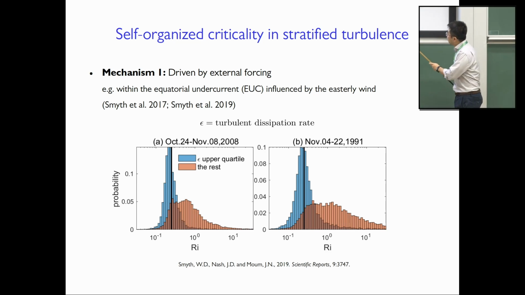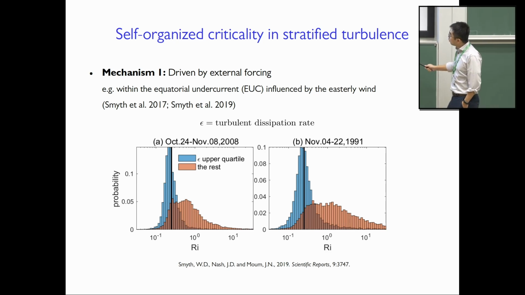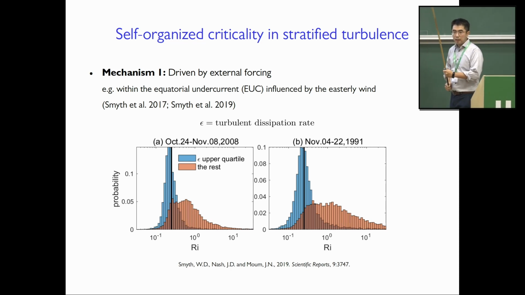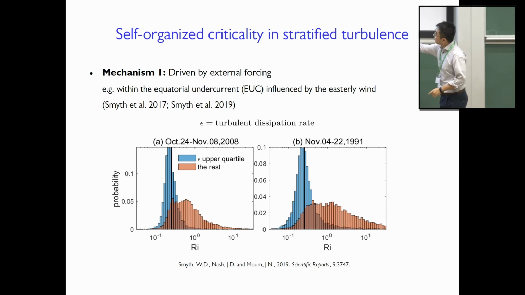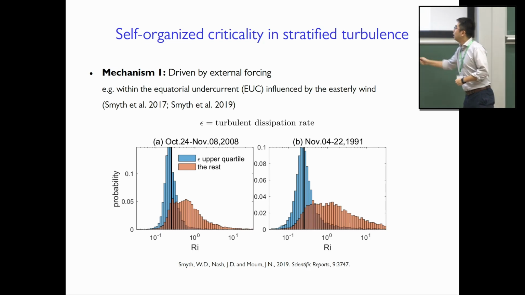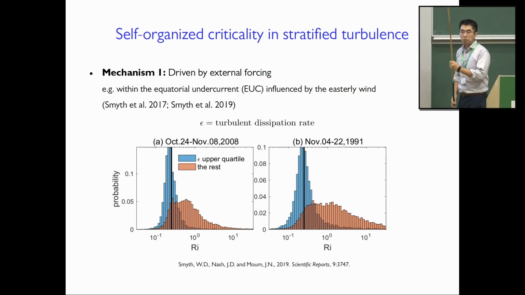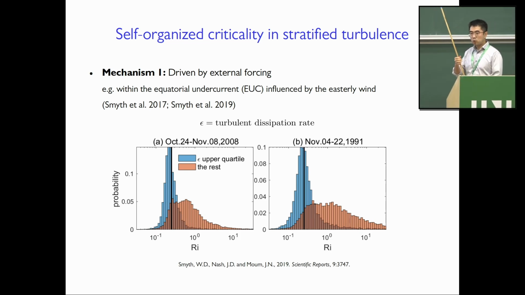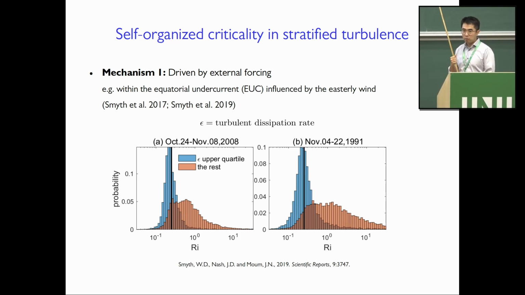For both data sets, you're seeing a quite broad distribution of that quantity. If you look at the top 25% in terms of dissipation instead, which are the blue distributions here, you see that the peak is almost spot on 0.25. So it seems like ocean turbulence is trying to cluster around that 1/4 magic number, at least for the most active parts of the ocean.